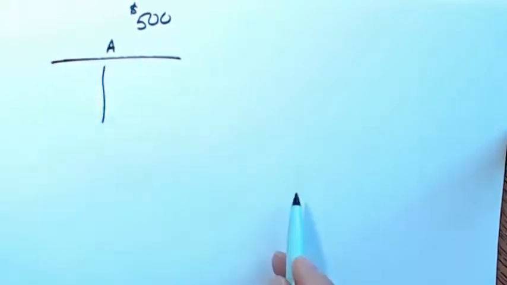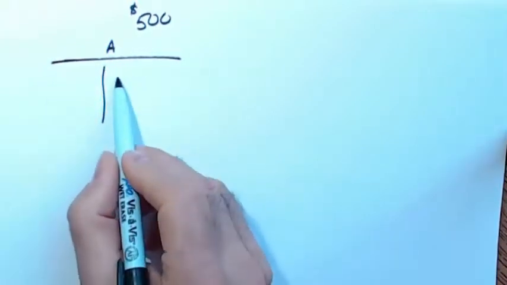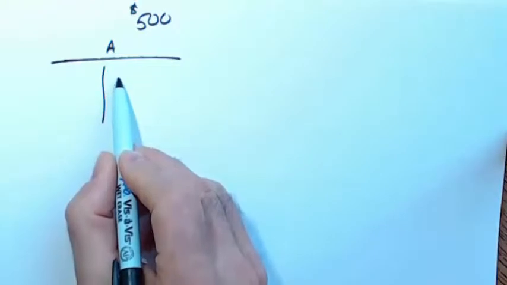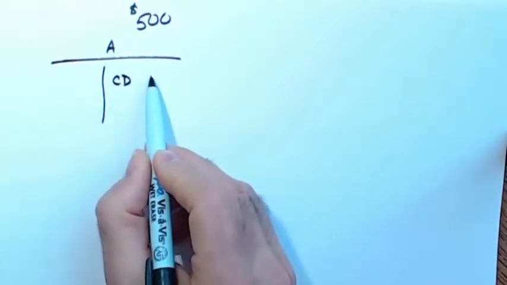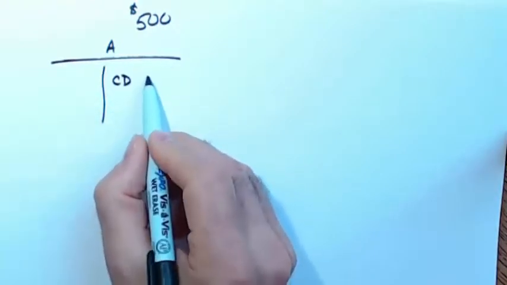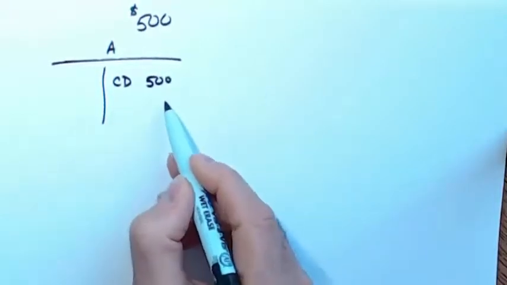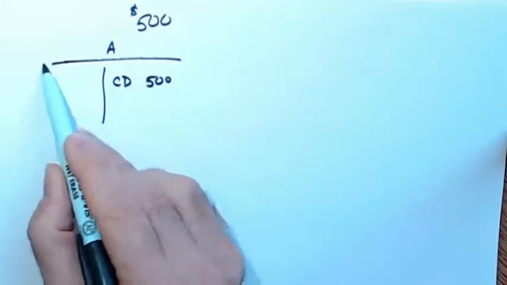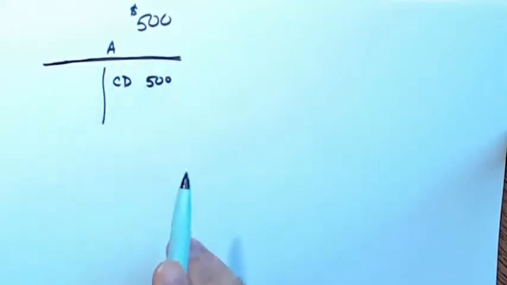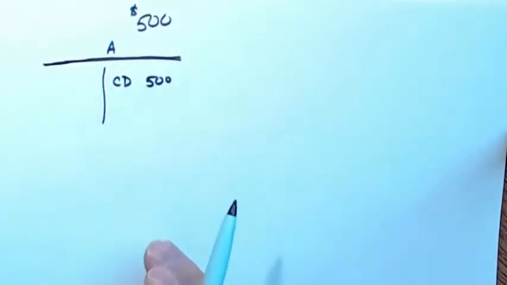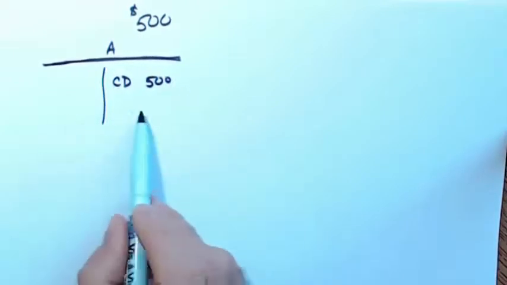So that $500 is going to get put into a checking deposit of $500, and that is a liability to the bank. That's why it's on the right-hand side of this T account. Okay, and so you know books have to balance, and so I'm doing a balance sheet here.